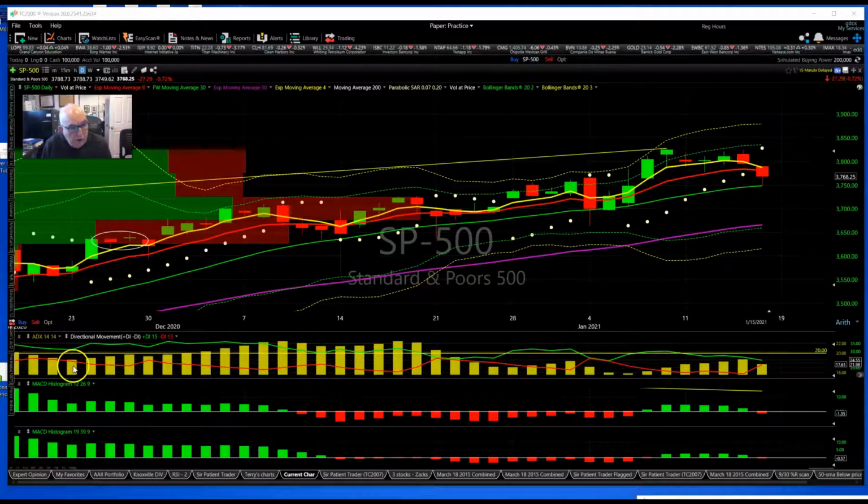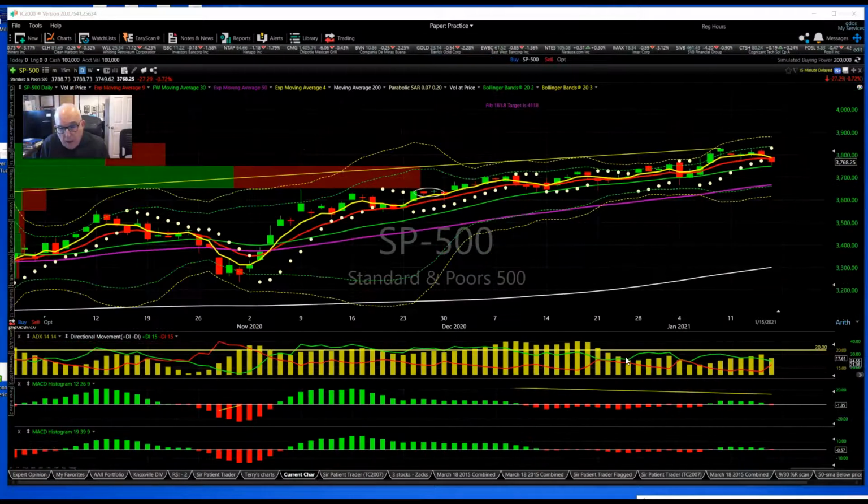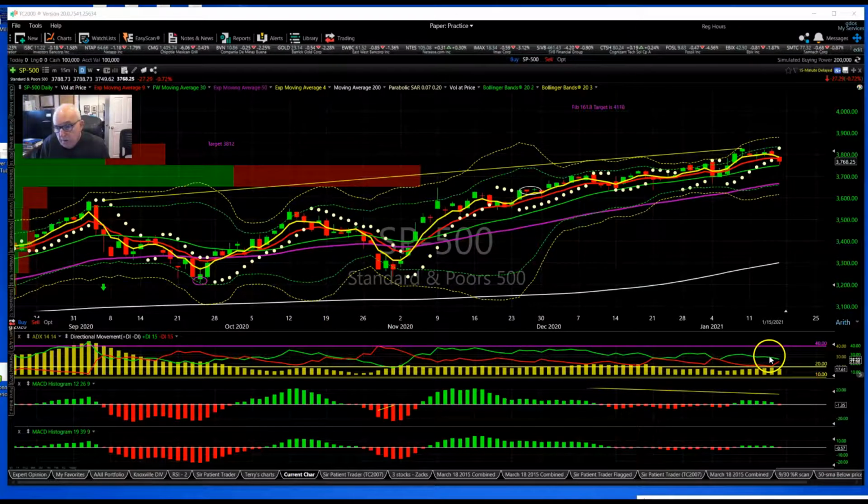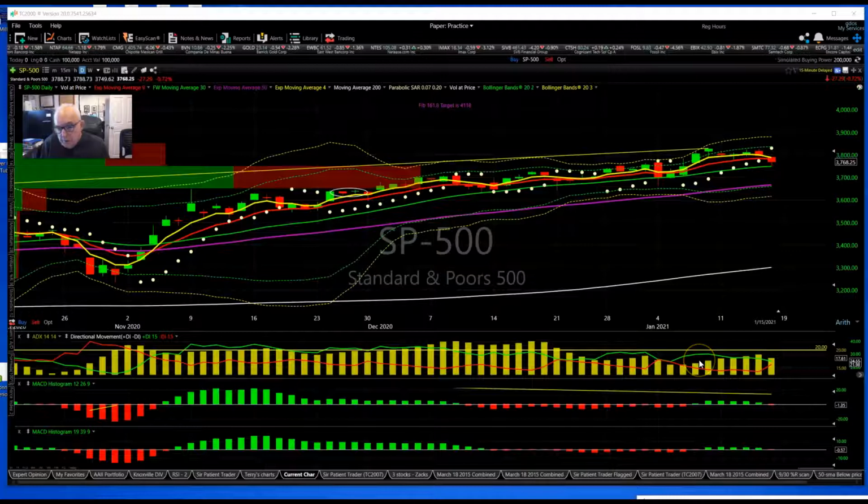So let's move on. On the average directional movement index, you can see that this green line, the DI plus, is still above the red line, the DI minus. And that has been the case since back in November, when it turned positive again, right here on the daily chart. So the directional movement index is saying we still have an uptrend. It's a bullish indication.